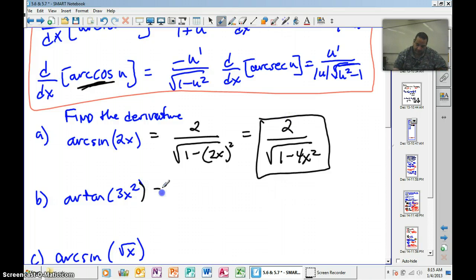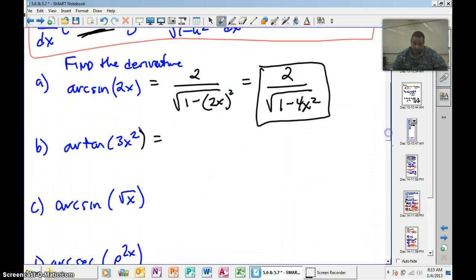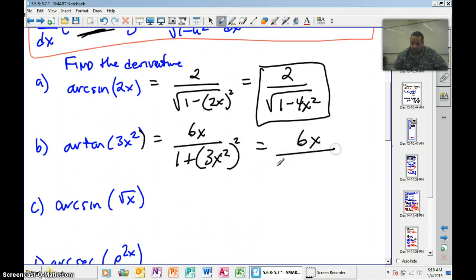Let's do the next one. The next one says arc tan. So let's see if we can get arc tan over here. Arc tan is u prime over 1 plus u squared. So it's 3x squared, squared. And I'll get as an answer 6x over 1 plus 9x to the 4th.